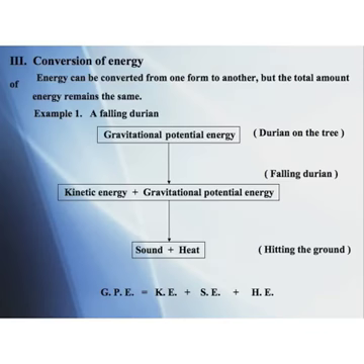Energy cannot be created or destroyed, but converted from one form to another. The total amount of energy at all time remains the same. A falling durian has a lot of gravitational potential energy, which is transformed into kinetic and gravitational potential energy. As it hits the ground, this final energy is being converted to sound and heat energy.